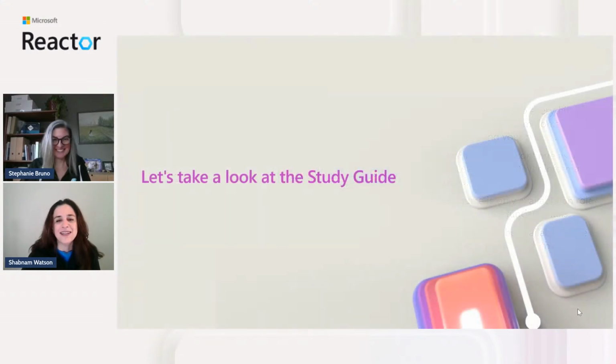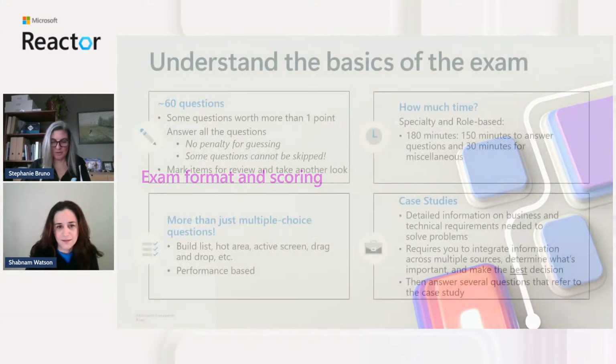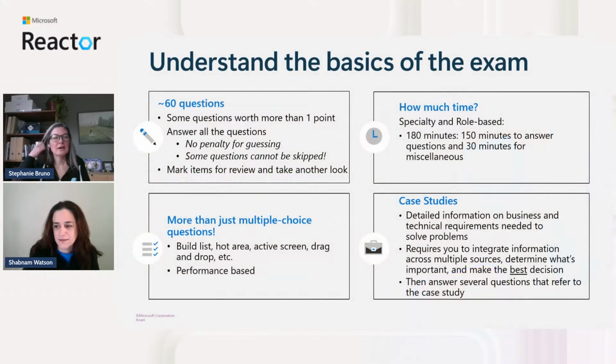Absolutely. Okay. So I think we looked at the study guide already. So we're going to now talk about the exam format and the scoring. Stephanie, can you help us understand the exam format and the scoring? Yeah, let me go back. Okay, so we're going to talk about what we can expect. We talked about it a little bit. Shabnam touched on this magical 700, which is exactly what we want.